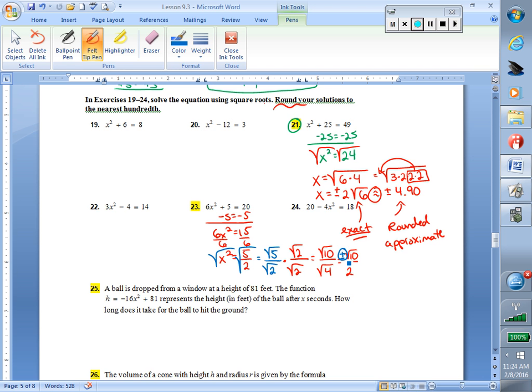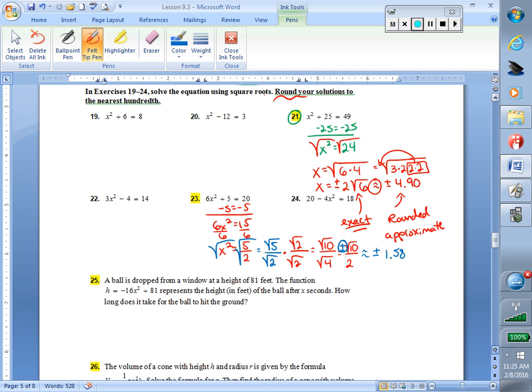And then we have an approximate solution, plus or minus 1.58. So again, if you're asked for an exact solution, you might have to use your skills from section 9.1. If you're simply asked to just round, then that's when your calculator comes in handy.